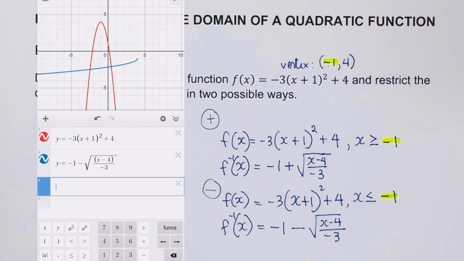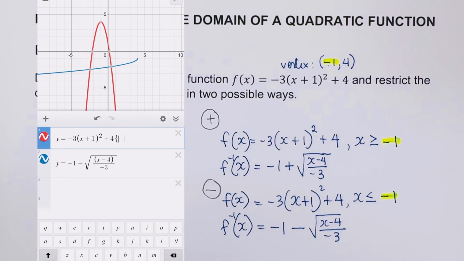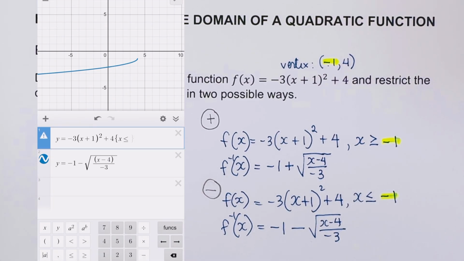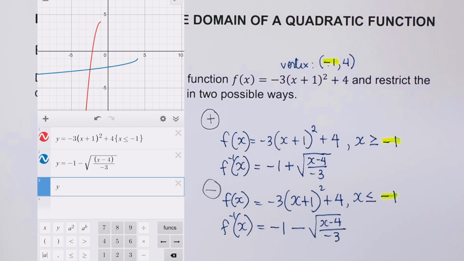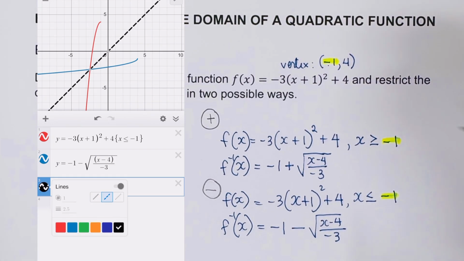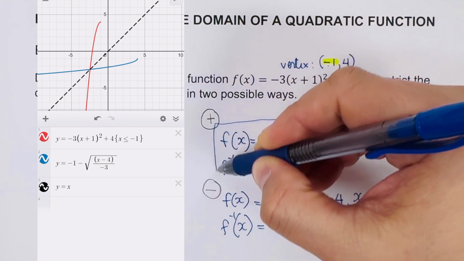Again, please notice that if we don't restrict the quadratic function, they don't match up. So what we are going to do is restrict it. It's going to be x less than or equal to -1. And if you notice, these two are already inverse of each other, which means they're symmetric along the y equals x line. So these are the answers right here.